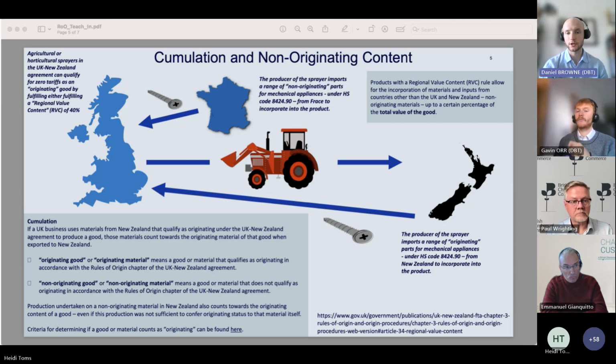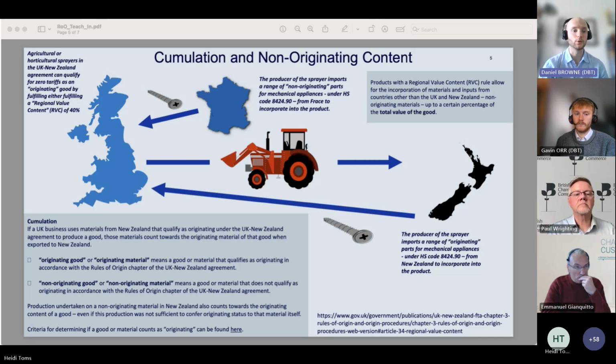So you've got lots of originating materials from New Zealand that you're able to use in your agricultural sprayer, but then the producer of the sprayer in the UK is also importing a number of other goods from other countries that will go into this sprayer. So you can see the outline of France towards the top there. You can import any kinds of materials for input into the sprayer, but these will not count as originating under the agreement because they're not from the UK and they're not from New Zealand. So currently, what we're looking at here, we've got a mixture of originating materials and non-originating materials in the sprayer.